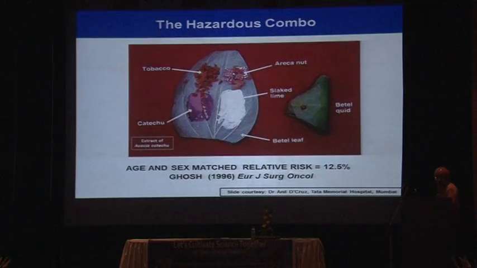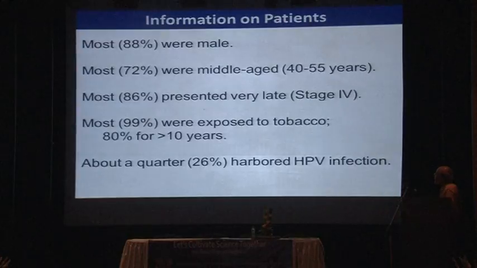The hazardous combination, we all know, khaini and gutka and all of this, tobacco, slaked lime. The lime is chewing up the epithelial layer. The carcinogens in the tobacco are getting to the cells directly, and then that hazardous combination is what precipitates the mutations, and those mutations then cause cancer. So we're researching on this, and I'm going to share some information on patients.